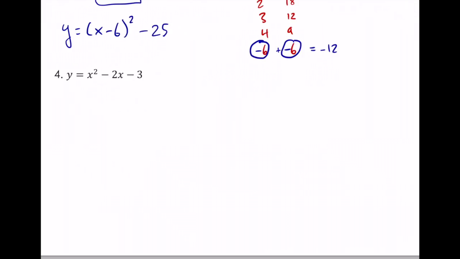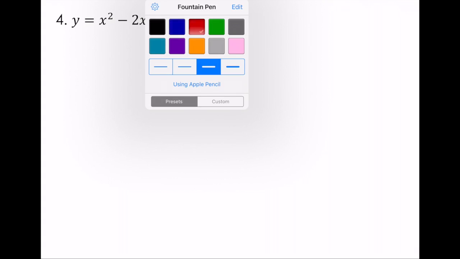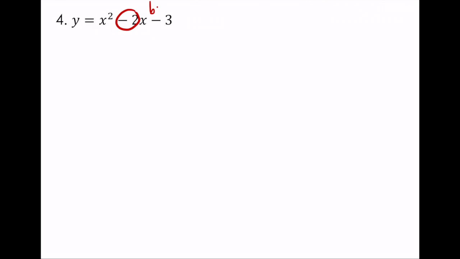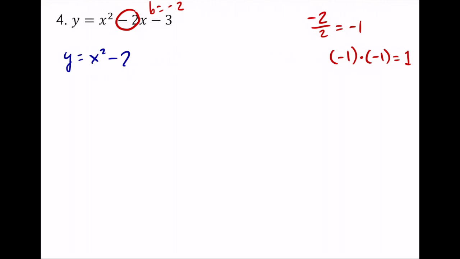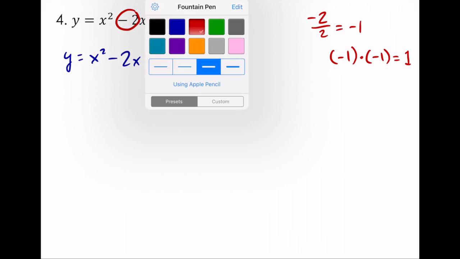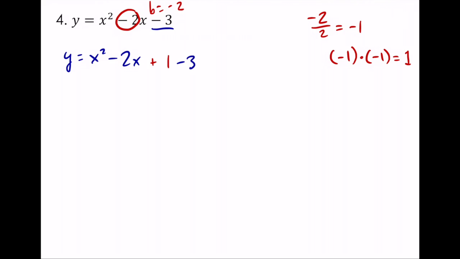So our b value in this case is going to be negative 2. So b is negative 2. So I'm going to take that, divide it by 2, I get negative 1. So we have negative 1 times negative 1, that is positive 1. So I'm going to be adding and subtracting positive 1 from my equation. Let's write this out. We have y is equal to x squared minus 2x, and then we're going to add in the 1. We write the negative 3, and we're going to subtract the 1. So we're always adding and subtracting.